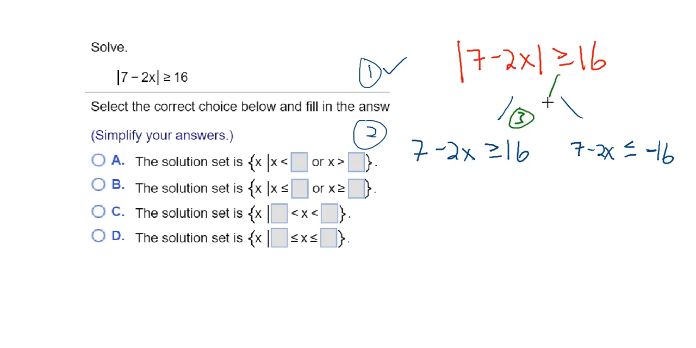Step 3, is it an and or an or? Hopefully you determined that this would be an or in this case because it's a greater than. That's why it becomes an or.